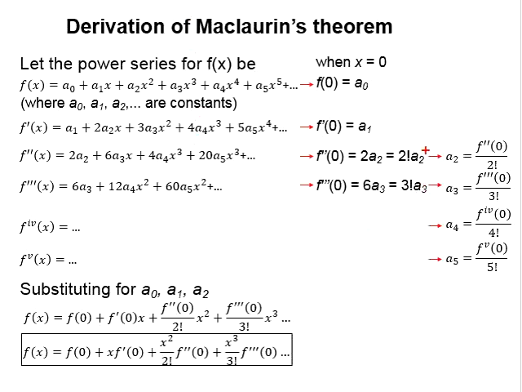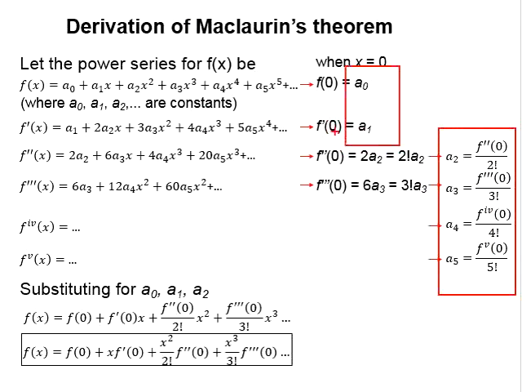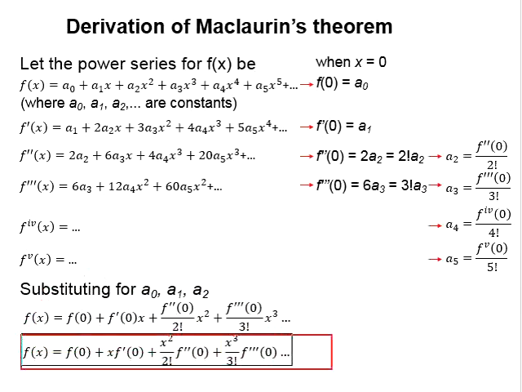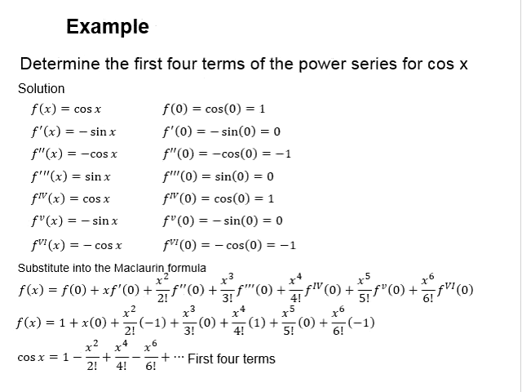Now, if you substitute all the A values here into the power series, you will get this. Rearrange these solutions, and you will get this as the formula of the Maclaurin theorem. Let us try an example on this Maclaurin theorem.